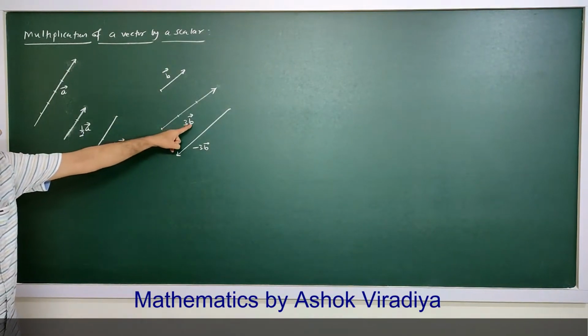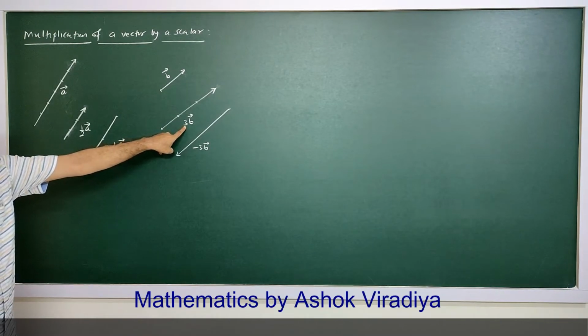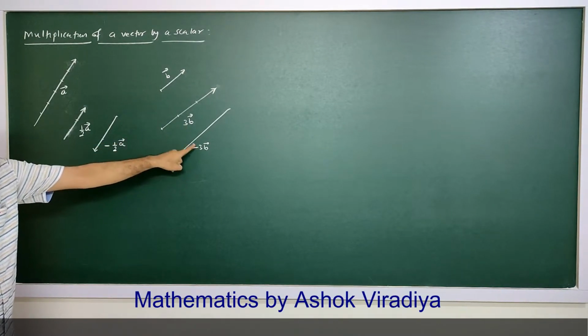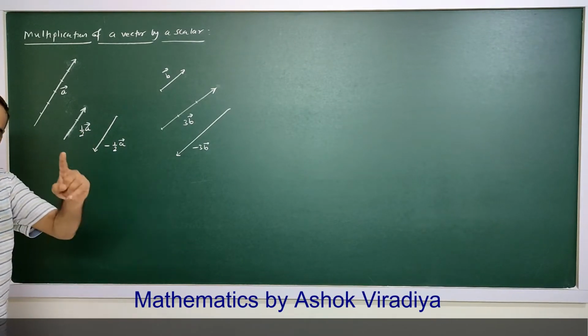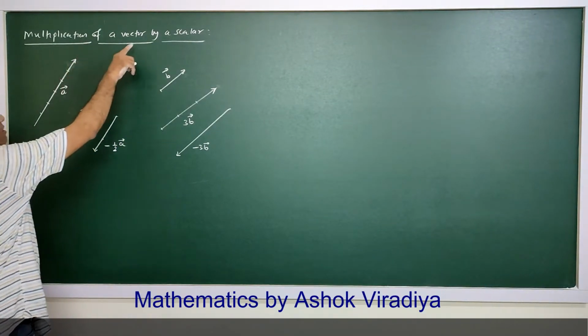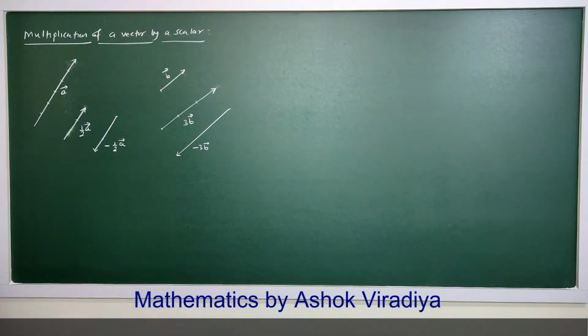So here with every vector I am multiplying a number. It can be positive, it can be negative. So that is multiplication of a vector by a scalar. This is the meaning of multiplication of a vector by a scalar.